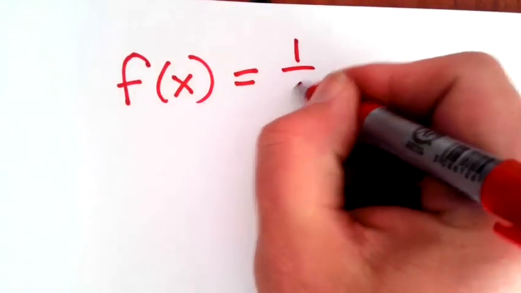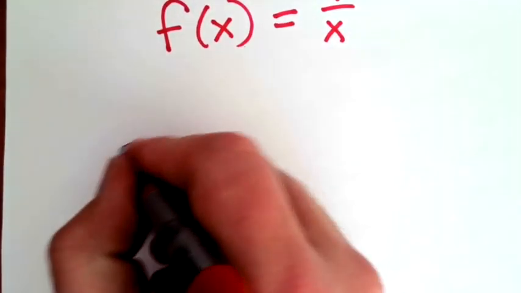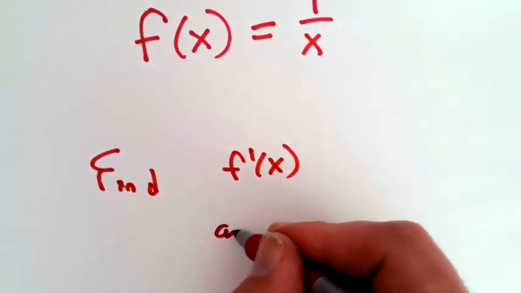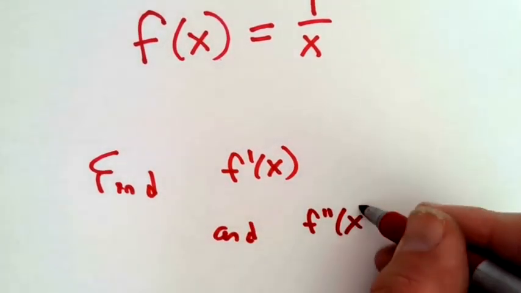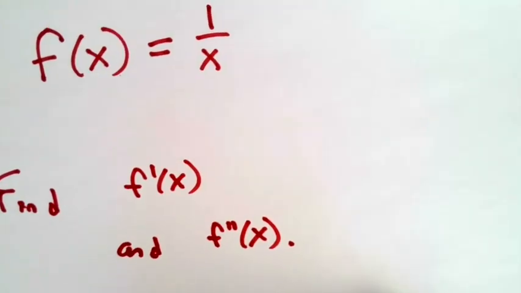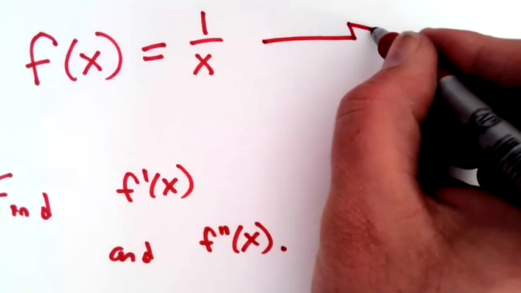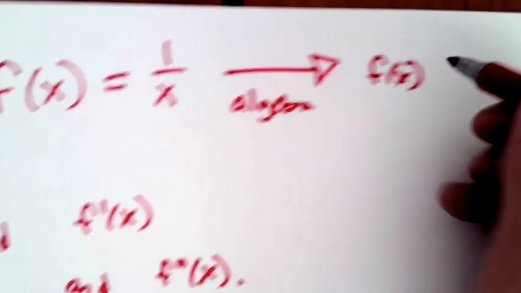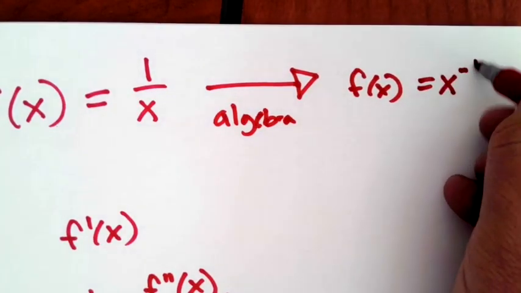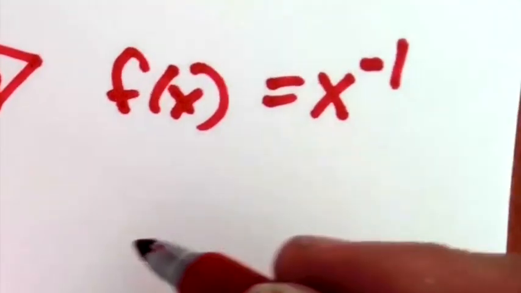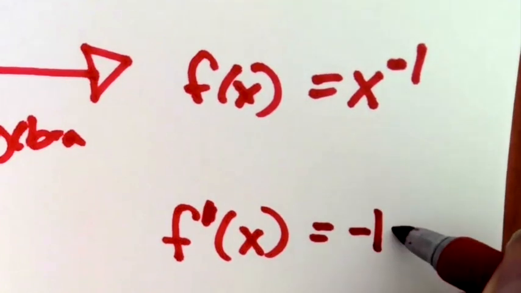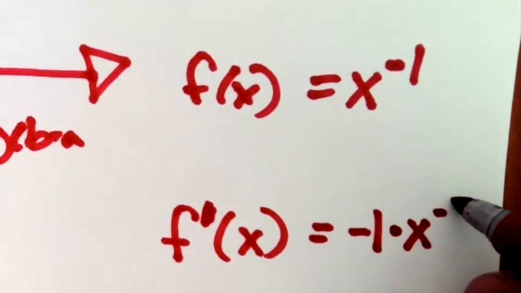So let's look at f of x equals 1 over x, and let's find f prime of x, the first derivative, and f double prime of x, the second derivative. This is so much easier if we remember that we can use algebra to rewrite f of x as x to the negative 1. Because then f prime of x is a straightforward application of power rule, which becomes negative 1 times x to the negative 2.